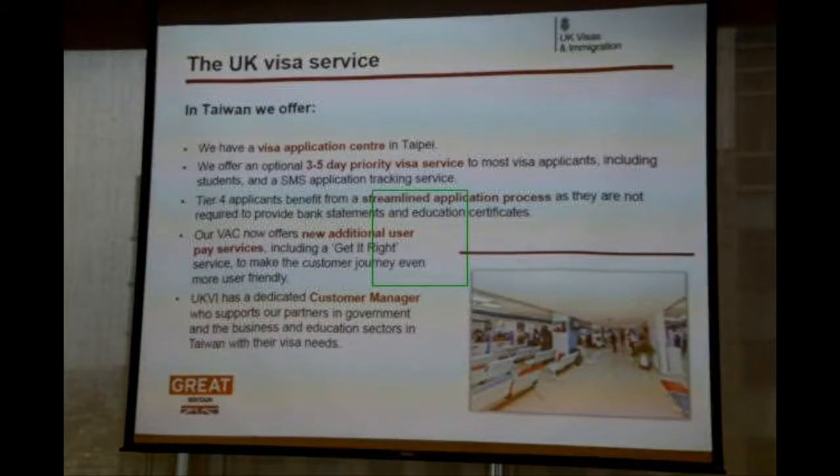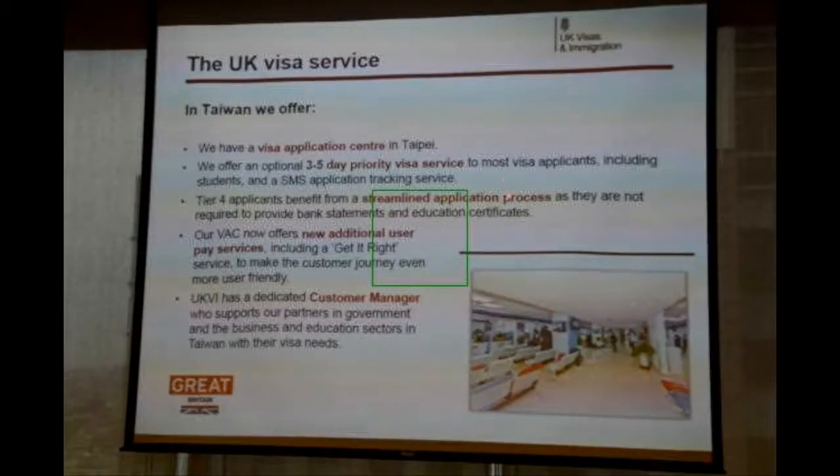So we have a UK visas office in Taipei, as I'm sure many of you know, the VFS office, which is just up the road. That's the application centre for Taipei. They do offer, together with UK visas, a 3 to 5 day priority visa service. So if somebody is in a hurry for their visa, or they wish to get a decision quickly, they have the option to pay an additional fee to get a decision door to door within 3 to 5 days. Okay, and as I said, the standard customer service turnaround is 15 working days.